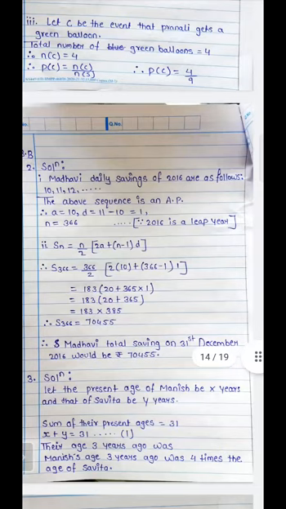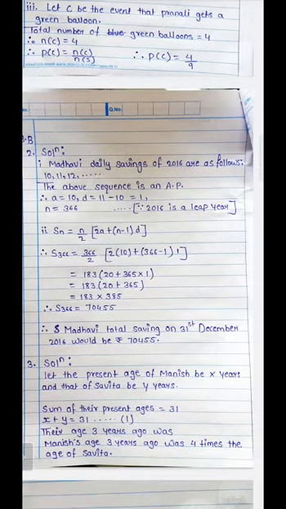In this way, it will be equal to 183 into 20 plus 365 into 1. So it will be equal to 183 into 385. Therefore, S366 is equal to 70,455. Therefore, Madhvi's total saving on 31st December 2016 would be 70,455 rupees.